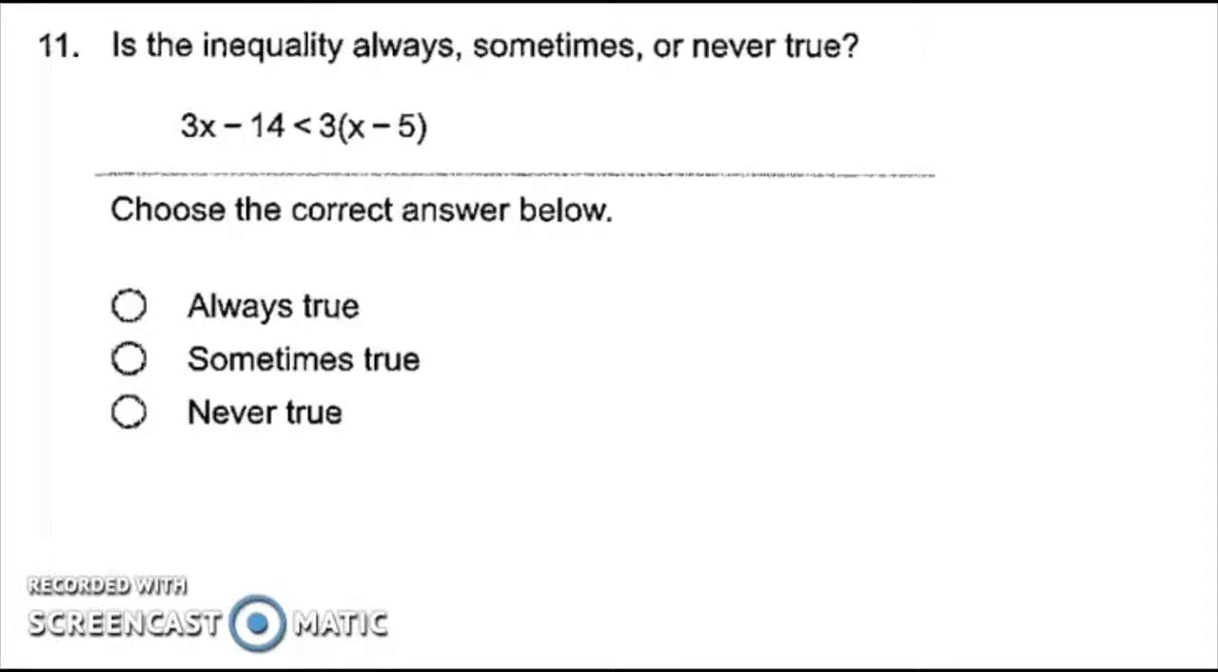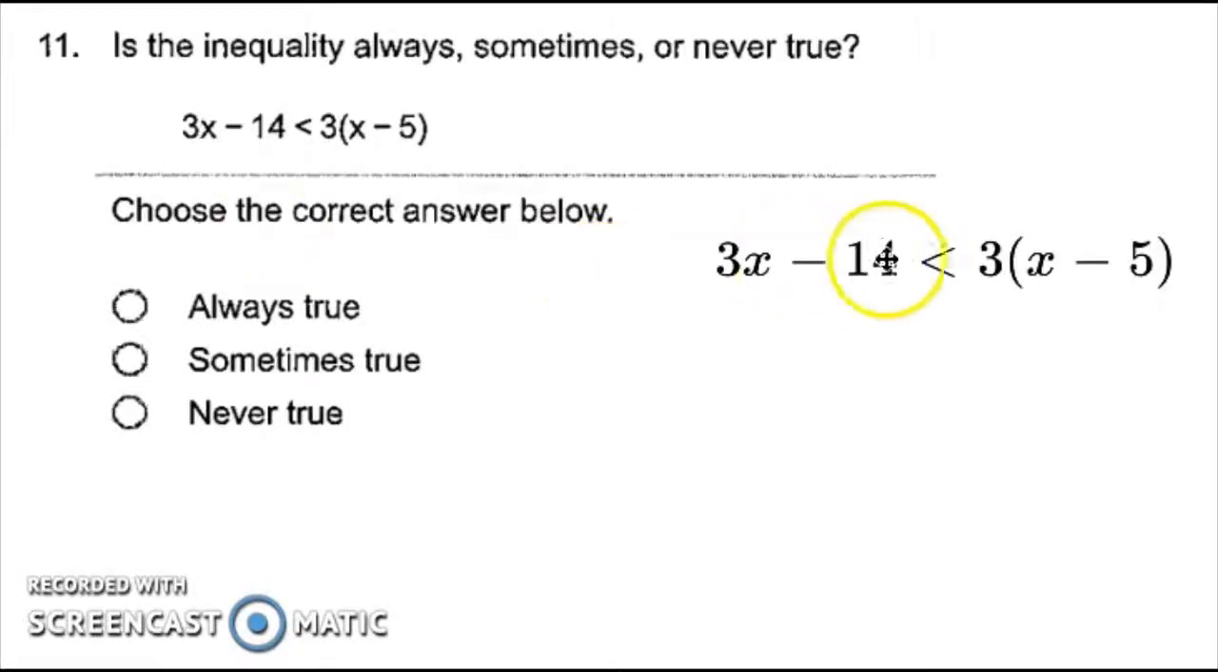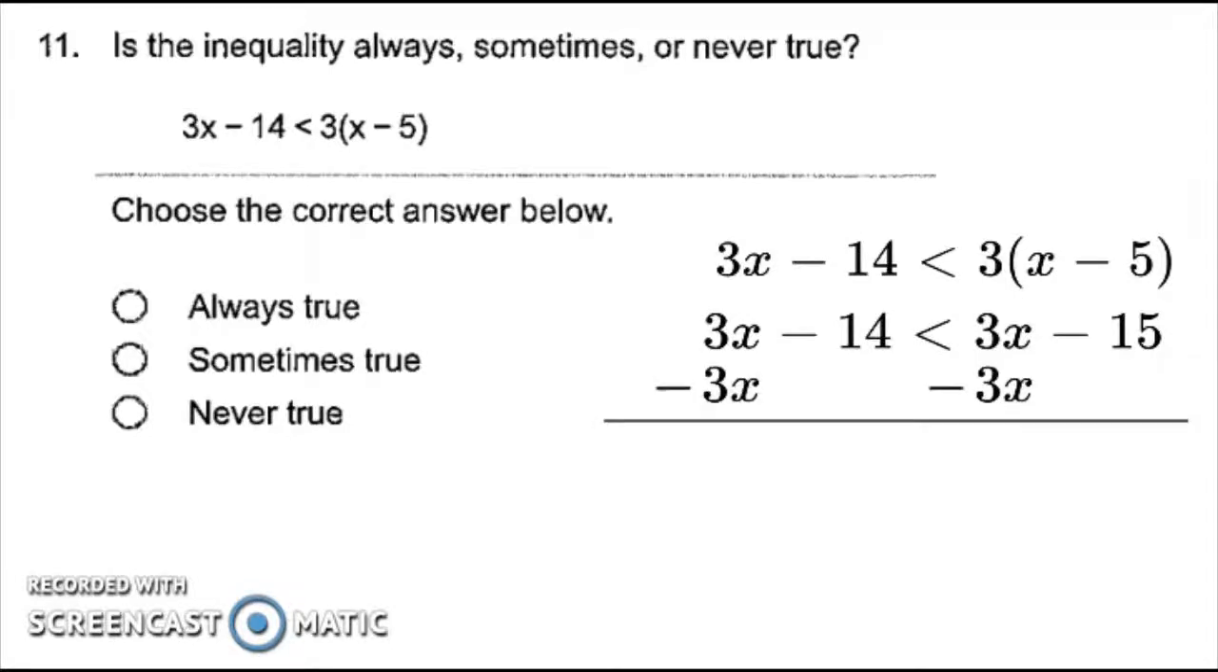Alright, so number 11. Is the inequality always, sometimes, or never true? So, first thing I'm going to do is distribute this 3x. So I'll get 3x minus 14 is less than 3x minus 15. Subtract 3x from both sides, I have negative 14 is less than negative 15, which is not true. So that means the inequality is never true. And that's your answer for number 11.